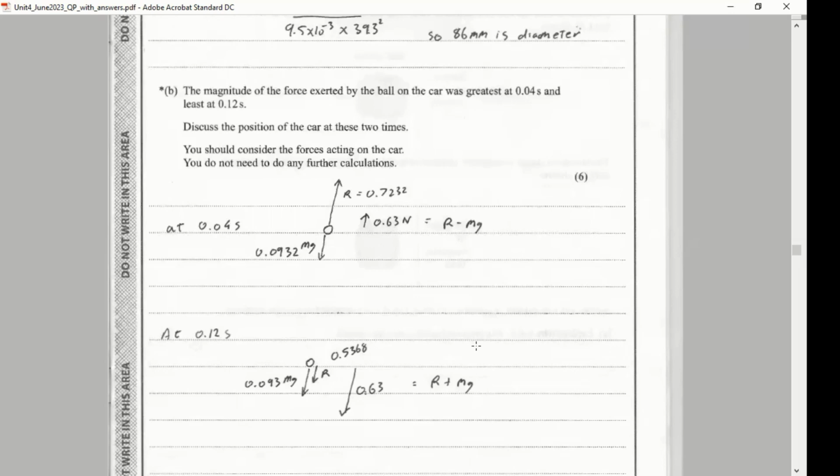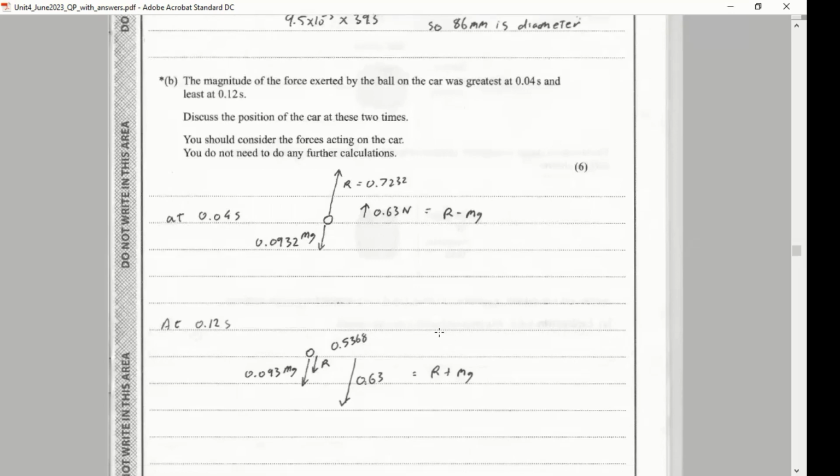And you could then go on and say the difference in the reaction force between the top and the bottom is twice the weight. That's something you should all know about loop-the-loops. I think if you write all that down and you write some nice sentences, you should get all 6 marks there.